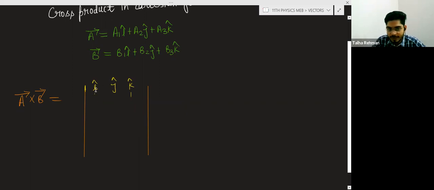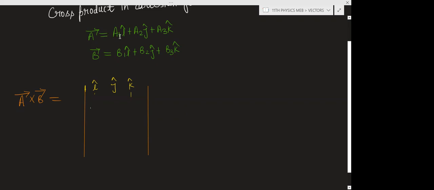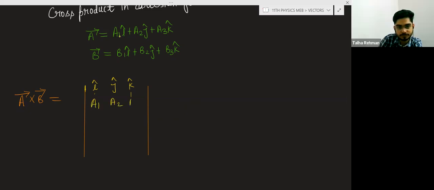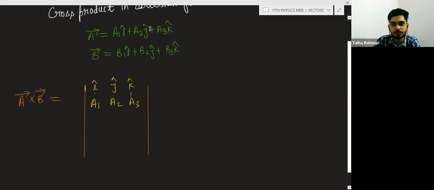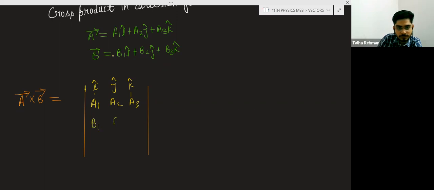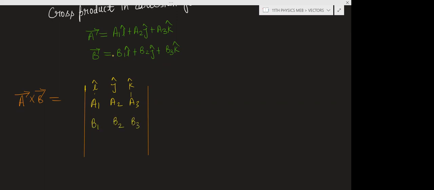This is a row and this is a column. Here you will write the coefficient of i cap for the A vector first. What is the coefficient of i cap for the A vector? A1. Very good. So here you will write A1, A2, A3, and accordingly the coefficients of j cap and k cap. Now in the third row, you will write the coefficients of i cap, j cap and k cap for the B vector. What will they be? B1, B2, B3. Okay.